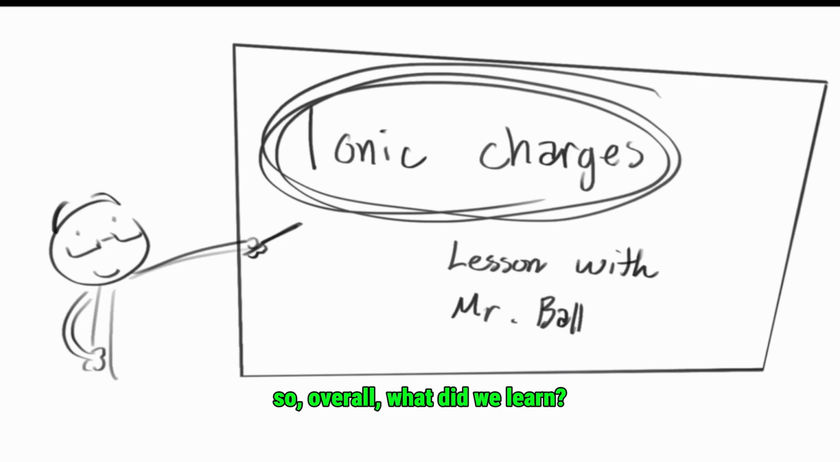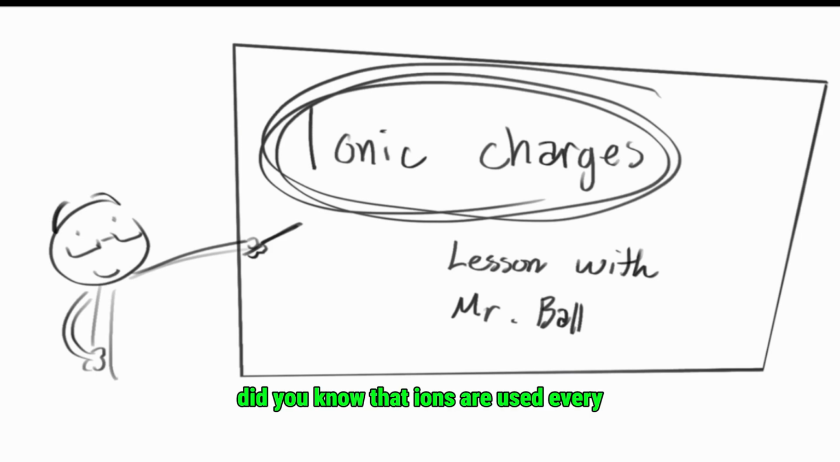So, overall, what did we learn? Today, we learned that ions have specific charges according to the ratio of protons and electrons within the ion. An ion with a positive charge has more protons, and a negative ion has more electrons. We learned how to determine the charge and how to make a neutral atom into an ion.